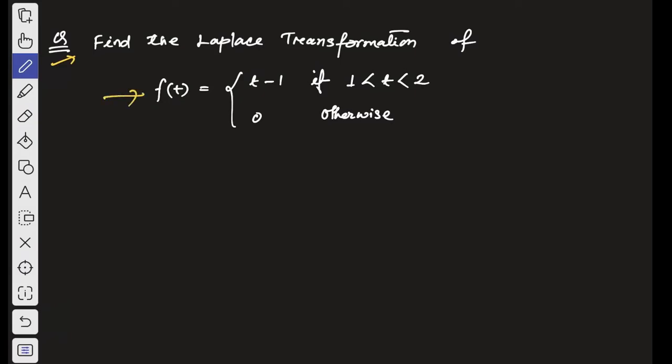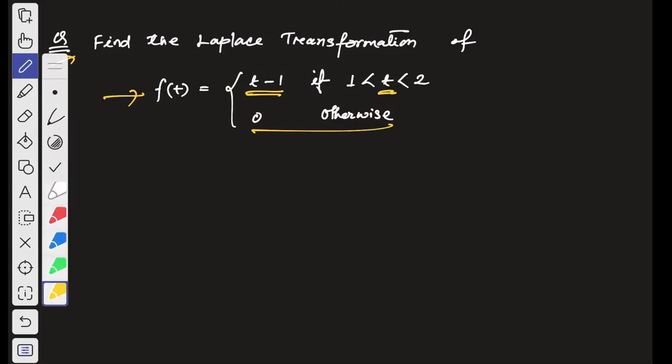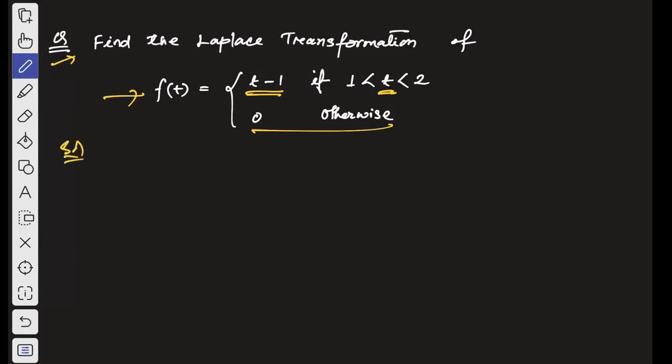Now let us solve this question. Find the Laplace transformation of this function f of t, which is equal to t minus 1 when t is greater than 1 and less than 2, otherwise it is 0. Here let me show how to solve this. The given function f of t is equal to t minus 1 if t is greater than 1 and less than 2, right? And otherwise it's 0.